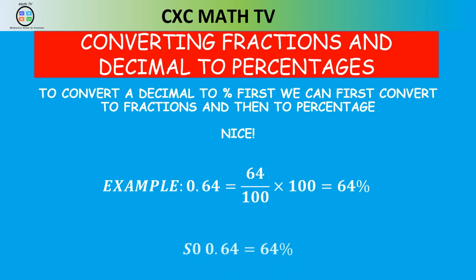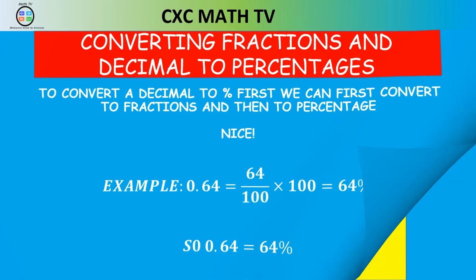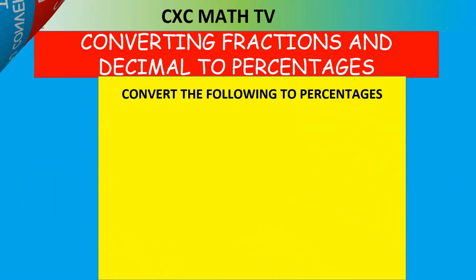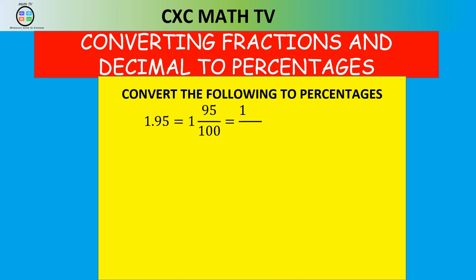So let's try some of these here. 1.95. Convert that to a percentage. So 1.95 again, that's 1 and 95 over 100 if we convert it to a mixed number, and then we convert the mixed number to an improper fraction to get 195 over 100. Then we multiply it by 100. 195 times 100 over 100. The 100 over 100 cancel each other, so that's just 195%.